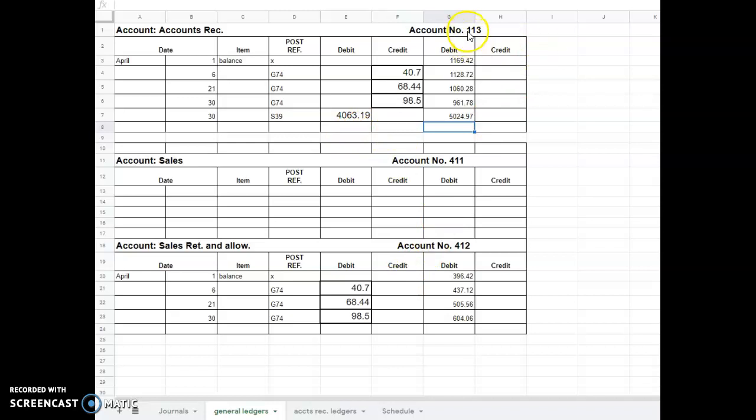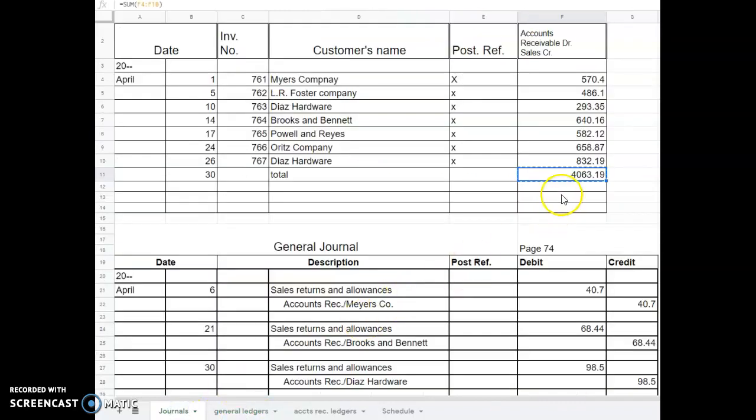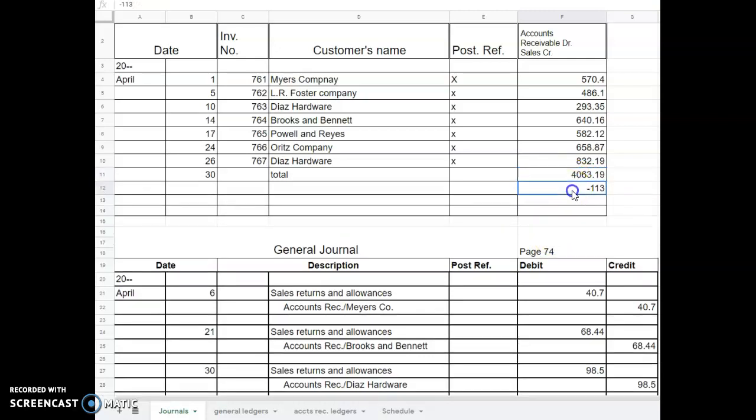Okay, so if you notice, this is account number 113. We're going to come back to our journal. Underneath here, we're going to go ahead and put in parentheses the 113. What that does is it indicates that we posted. Oh, that's not what I wanted to happen. It should be in parentheses. I don't know if it's going to lose my formatting or not. Let's see if I can fix that.